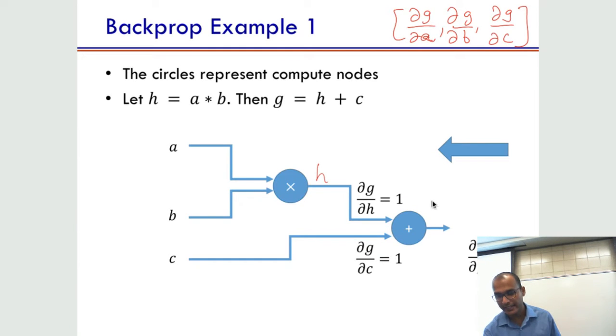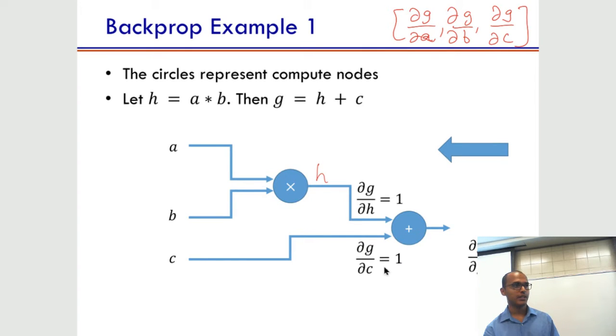Let's focus on this addition node. This addition is g equal to h plus c. h was this intermediate computation, but let's ignore that for now. Let's just say h is my input. What is the local gradient, local to this node? The gradient of g with respect to h is just one. The gradient of g with respect to c is one. So these are my local gradients.